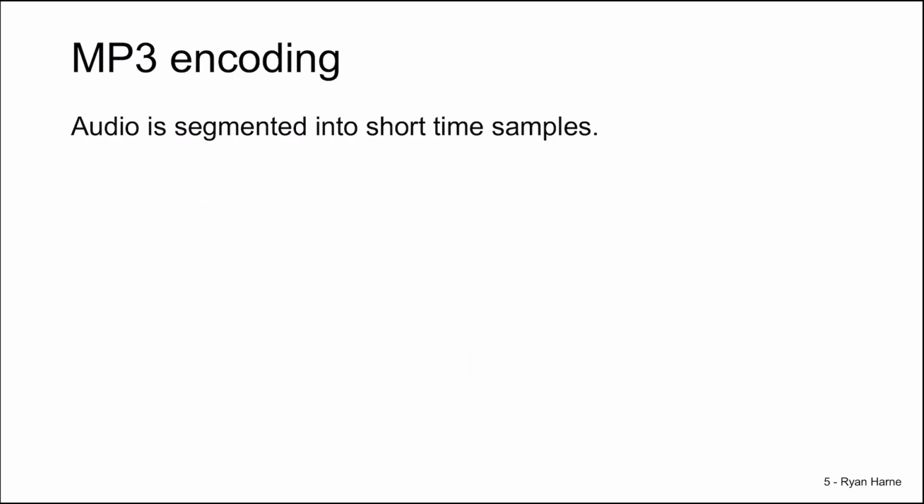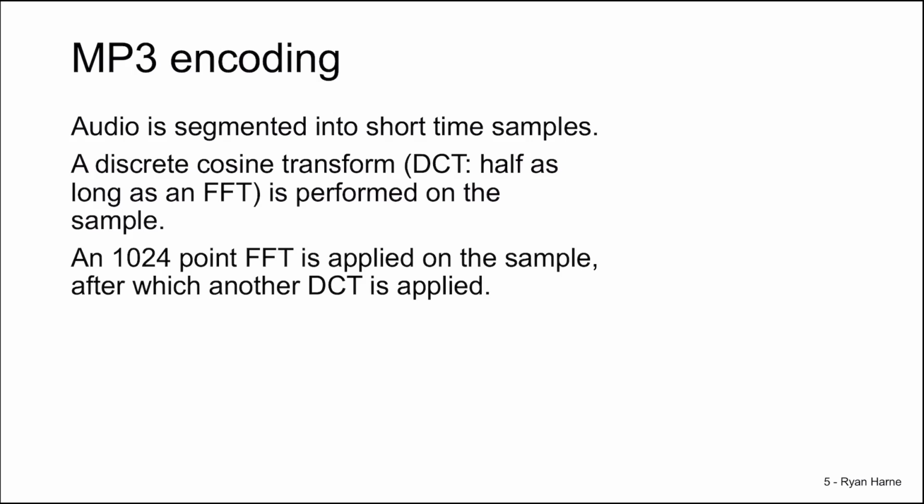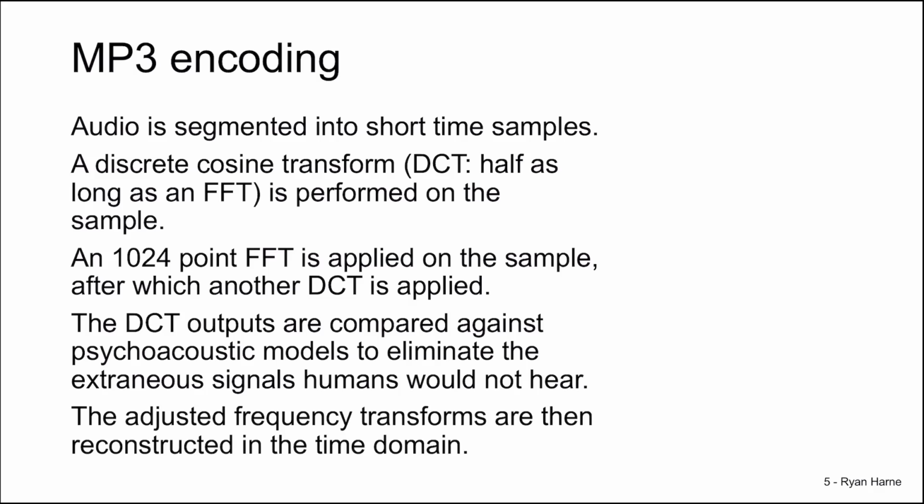Let's use MP3 encodings as one example. The temporal recording is segmented into short time samples. A modified discrete cosine transform, or DCT, which is half as long as its FFT, is performed on the sample. Then, a 10-bit or 1024-point FFT is applied to the sample, after which another DCT is applied to that result. These DCT outputs are compared against psychoacoustic models of masking to eliminate extraneous signals that humans would not hear. All of this is then converted back into the time domain from their frequency transforms.